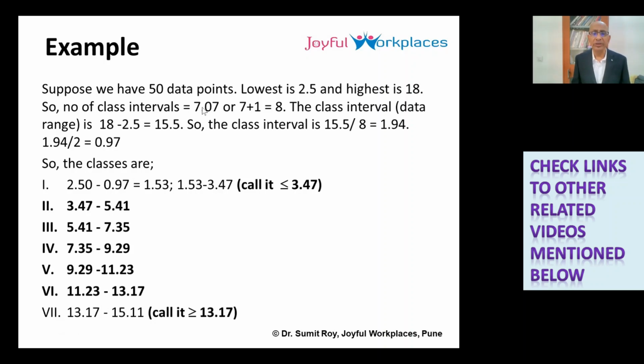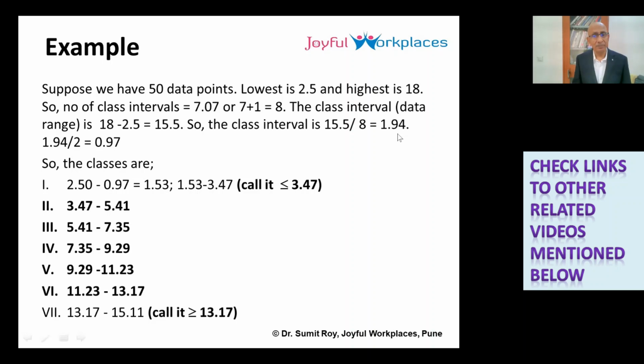7.07. How did you get square root of 50 as 7.07? So as I said, add 1 to it. So कितना हो गया? 7 को अगर अप्रोक्सीमेट करो क्लास इंटरवल तो फ्रैक्शन में नहीं हो सकता है, तो 7 + 1, 8 हो गया. So the class interval data range is 18 मैक्सिमम है, मिनिमम कितना है 2.5. 18 minus 2.5 is 15.5. ठीक है? So the class interval will be 15.5 divided by 8, that is 1.94.